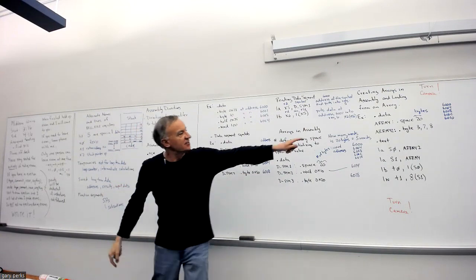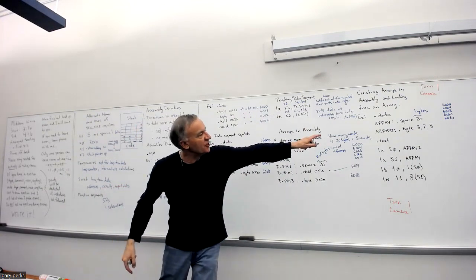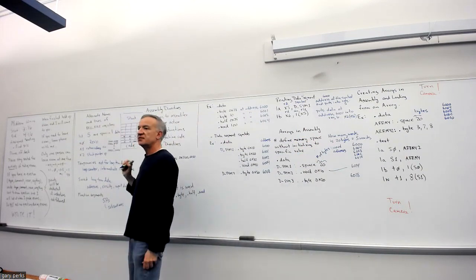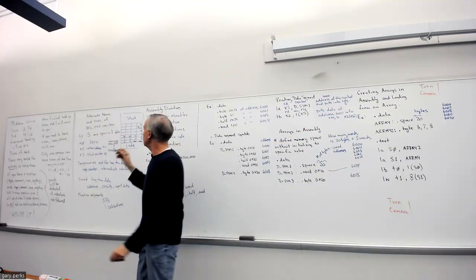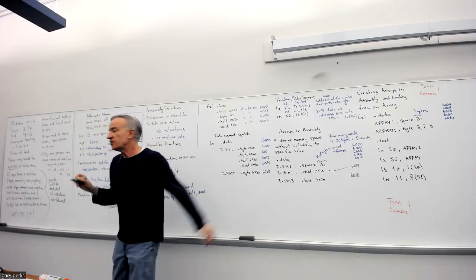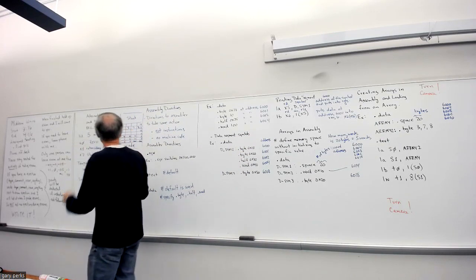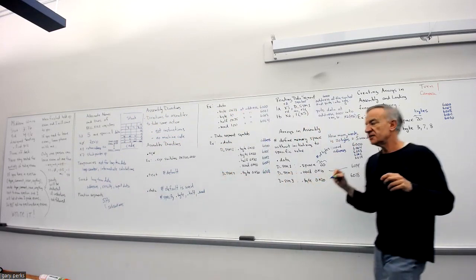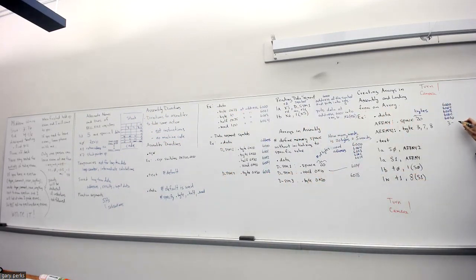So that 3 would go in byte address 6014. See, that 3 would go right here. And then the 7 would go into the next byte address, 6015. And then the 8 would go into the next byte address, which would be 6016. So 3 goes into 6014, 7 goes into 6015, and 8 goes into 6016. That all make sense?